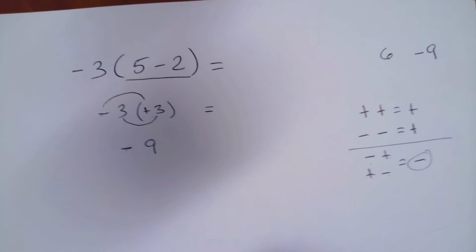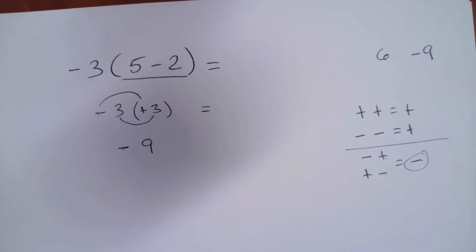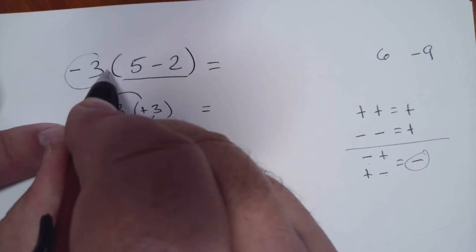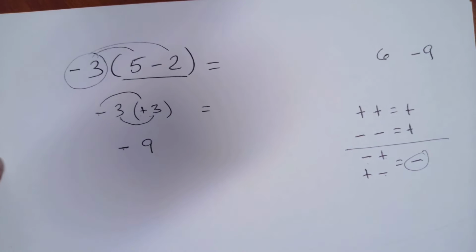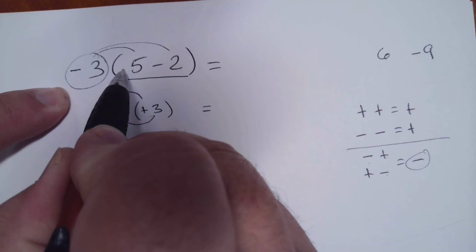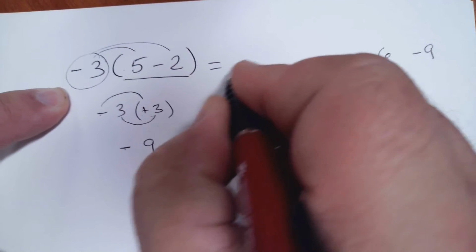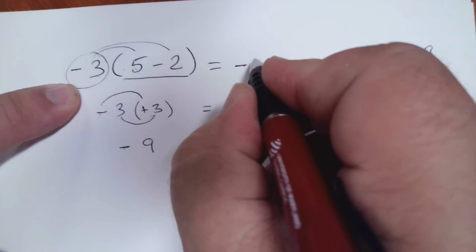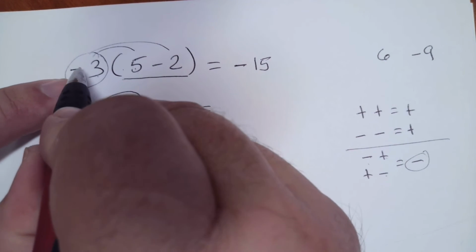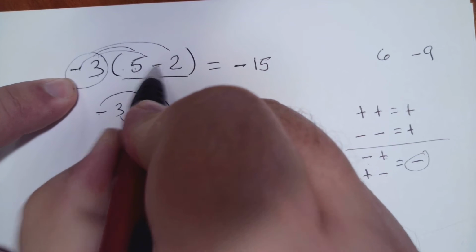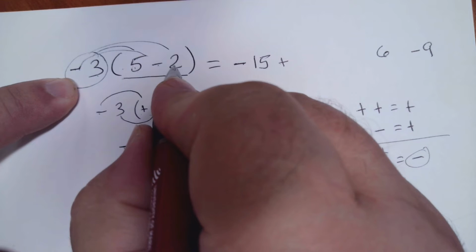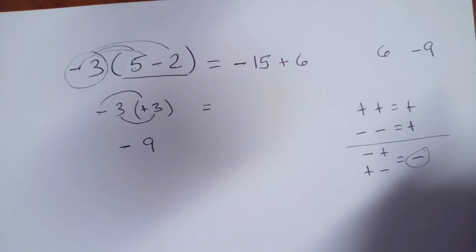Okay. Now, if you did the other way, the properties method, this number times both of those. Same process. Negative times positive is negative. 3 times 5 is 15. Then negative times negative is positive. 3 times 2 is 6.